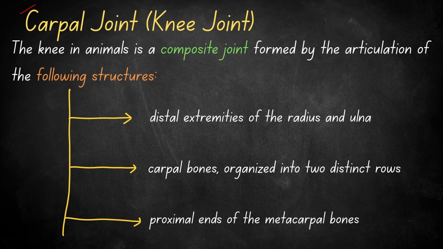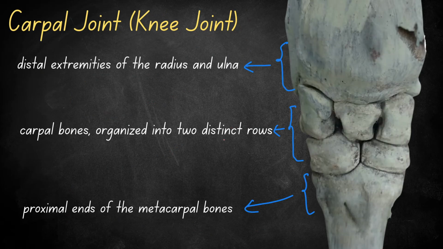Then we'll discuss the carpal joint, or wrist joint. It is a composite joint formed by the articulation of the following structures. It is formed by the distal extremities of the radius and ulna, the carpal bones, which are arranged in two distinct rows, and the proximal ends of the metacarpal bones. So here you can see that.